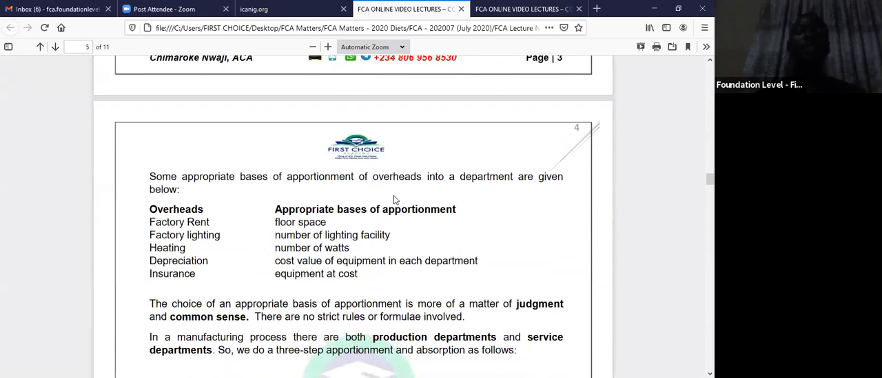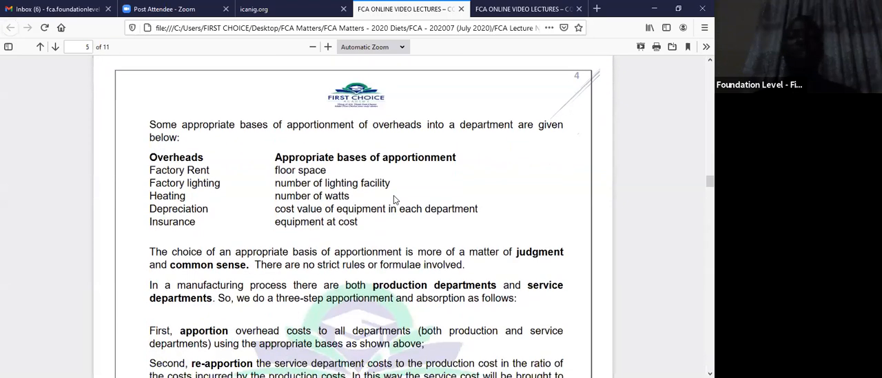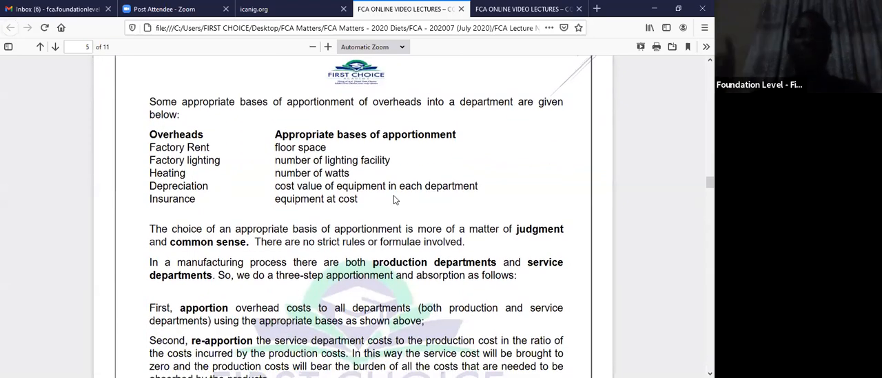Now, some of the appropriate bases for apportionment are as given below. For rent, we use the floor space to apportion it. For factory lighting, we use the number of lighting facilities and all that. All of these are a measure of the judgment of the person doing the apportionment. Now that is for apportionment.